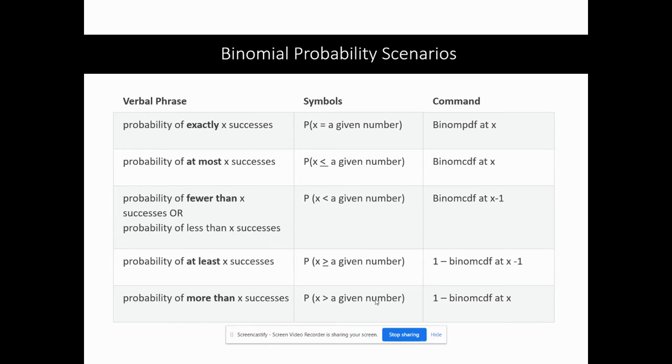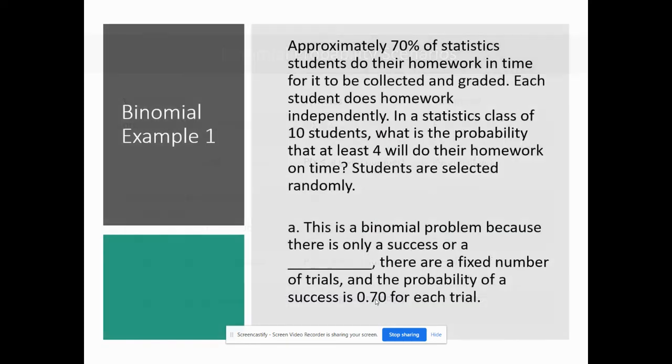There are some ways that we can talk about binomial probability scenarios. We can look for the exact number of successes. We can look at the at most number of successes. We can look at fewer than, at least, and more than. This looks kind of crazy right now, and you're wondering where this is coming from. I promise it'll make sense as we keep going. So let's do a problem. Let's just talk about binomial, and then we'll go back to that.